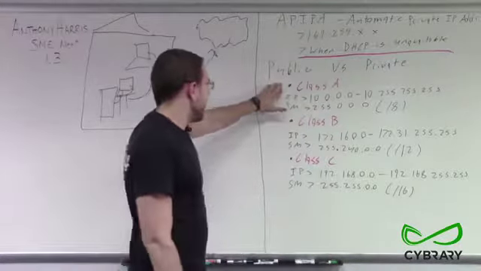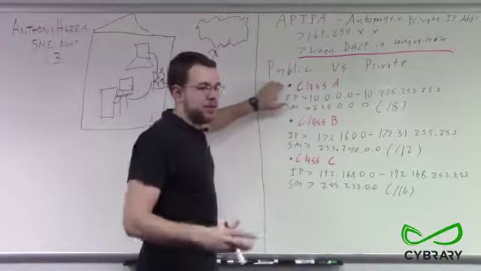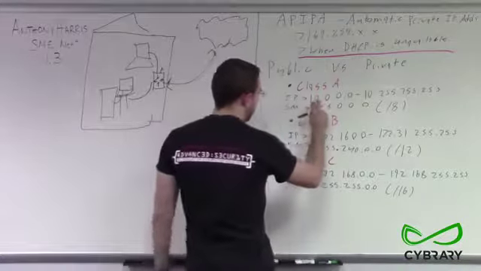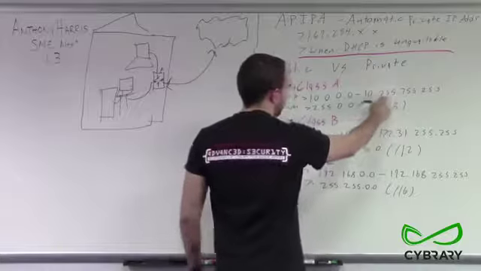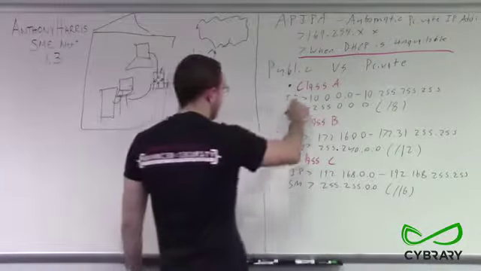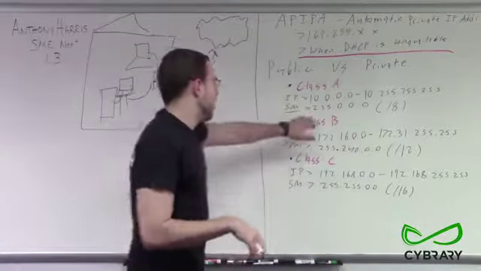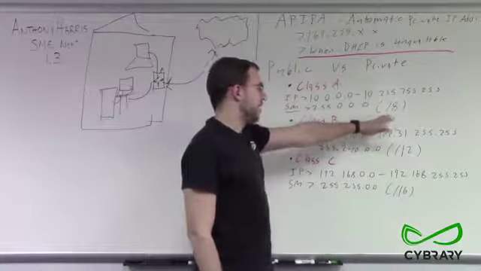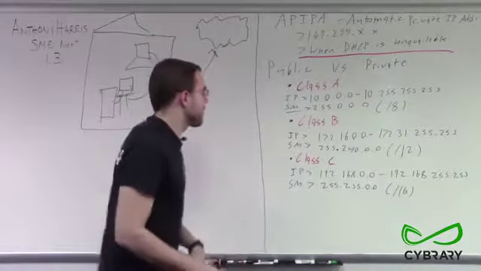From our Class A range of IP addresses, our private addresses are going to be anything between 10.0.0.0 through 10.255.255.255. This is going to leave us with a subnet mask of 255.0.0.0 or a CIDR notation of /8. We'll mention CIDR notation as well in just a sec.